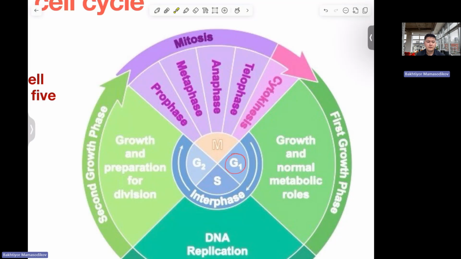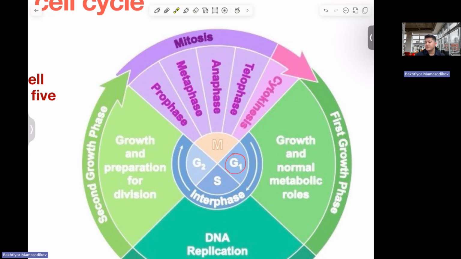Specifically, do you remember the centrioles? Before this video, we talked about the centrioles. They are going to increase in number as well. The cell also performs normal functions, like a liver cell doing detox work, or a skin cell making enzymes to break down bacteria. These are also examples of the G1 phase.